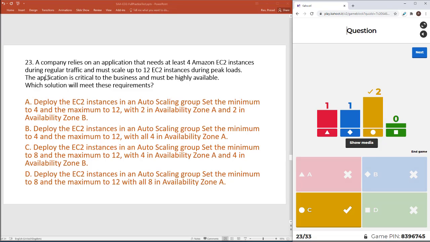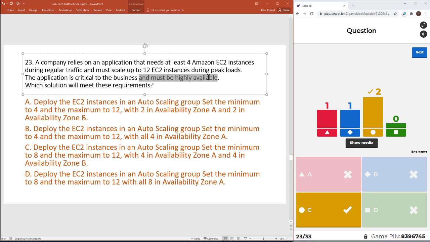First of all, it says that the application is critical to business and must be highly available. That means it should be across multiple availability zones. It also says that it should have at least 4 EC2 instances during regular traffic. At least 4. There is no requirement of any cost optimization. It says that minimum there should be 4 instances, and because it's a business critical application, it should be highly available. So there is no consideration of cost.